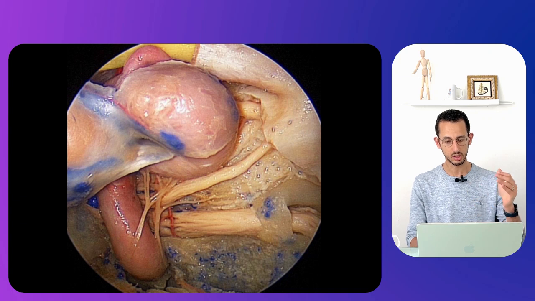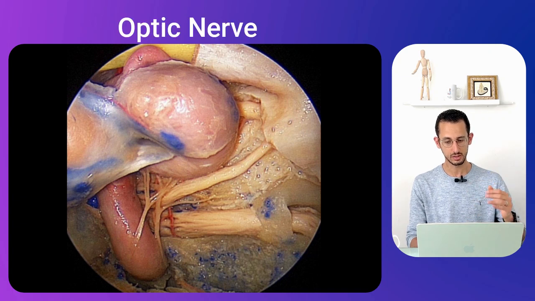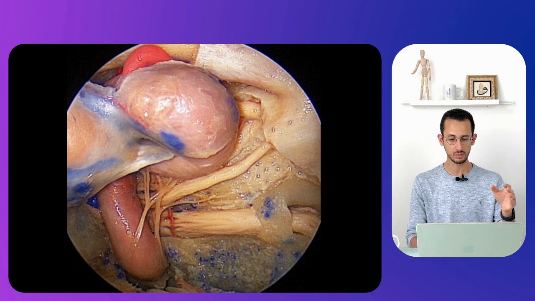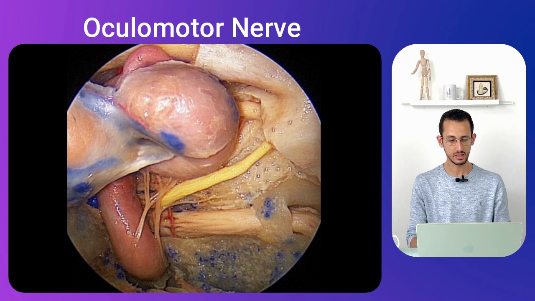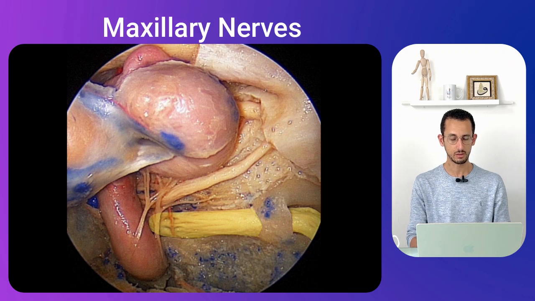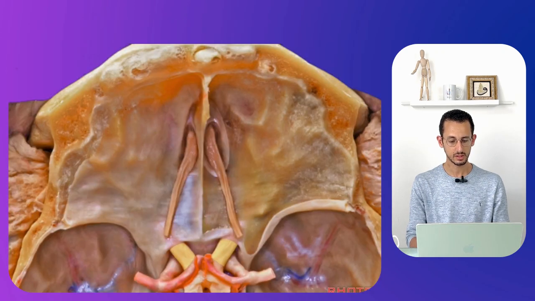You can see the optic nerve as it enters the optic canal above the internal carotid artery, which you can see giving rise to the ophthalmic artery that basically follows the optic nerve into the optic canal. And then looking here, you can see the oculomotor nerve, you can see the abducens nerve, and then we see the maxillary nerves in this picture. Here, that's similar to the view that we were talking about in the olfactory nerve video.